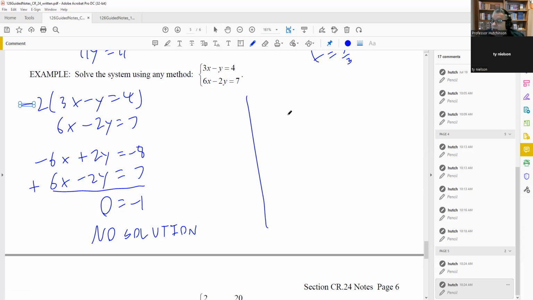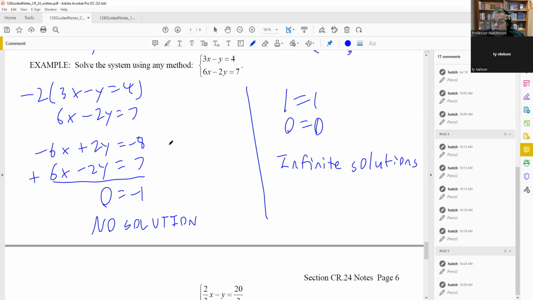Let's suppose instead that we got like 1 equals 1 or 0 equals 0, something like that. Then this would be an example of infinite solutions. Okay, so that's the two differences that you're going to come to. You're going to get a false statement. If it's false, you get no solution. If you get a true statement, then it's infinite solutions.